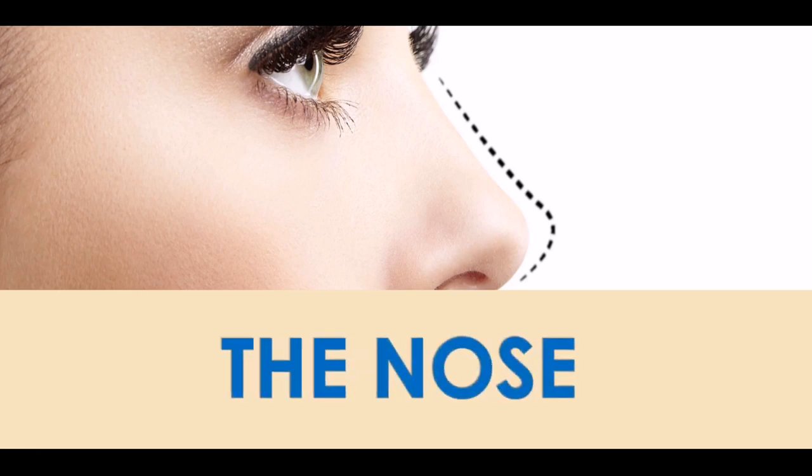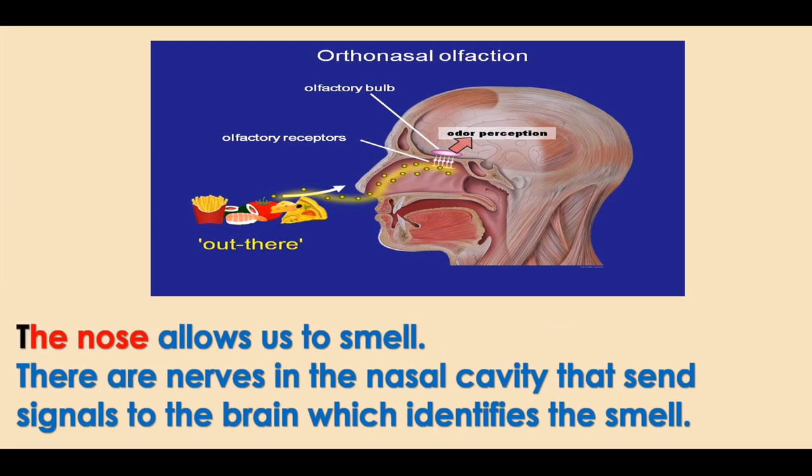The nose. Now, students, let's talk about nose. What is the organ that you use to smell? That's great. We use our nose. The nose allows us to smell. There are nerves in the nasal cavity that send signals to the brain, which identifies the smell.